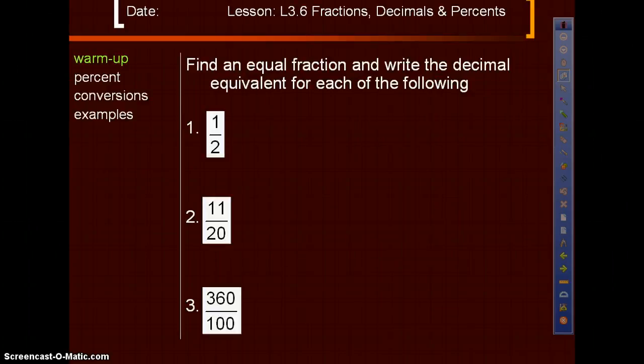I'm asking you to review from lessons 3.2 and 3.5, find at least one equal fraction, and also write the decimal equivalent for each of the following. Please press pause and take a moment to complete that task now.